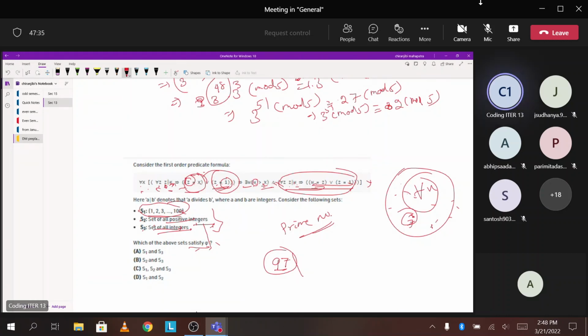Okay, so for S2 there are infinite numbers, so obviously if one prime number is there, then again you can find out there exists a w greater than that which is also a prime number. But in case of any restricted or finite number of elements, you cannot find out any other number that is greater than that. So that's why for S2 and S3 this statement is true, but for S1 it is not true, because there are only 100 elements there, 1 to 100.